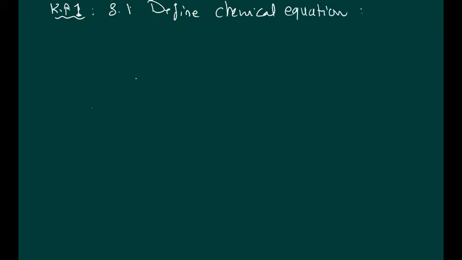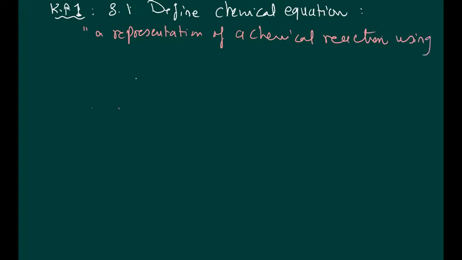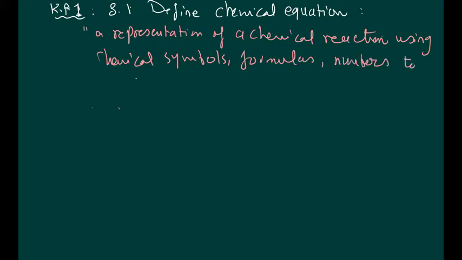What is a chemical equation? Chemical equation is a representation of a chemical reaction using chemical symbols, formulas, and numbers to indicate reactants and products.